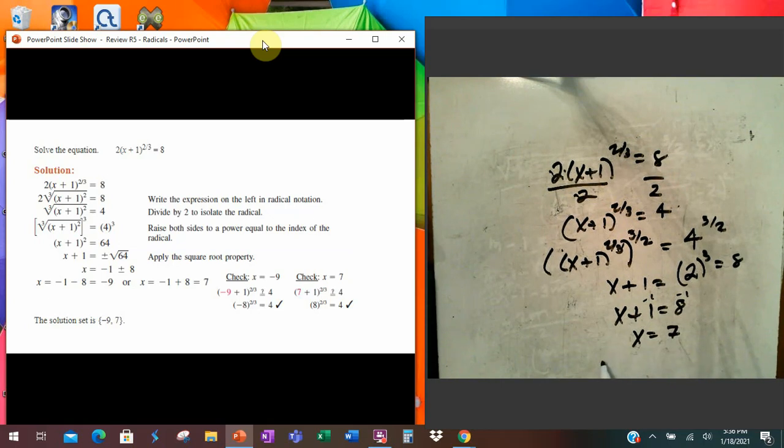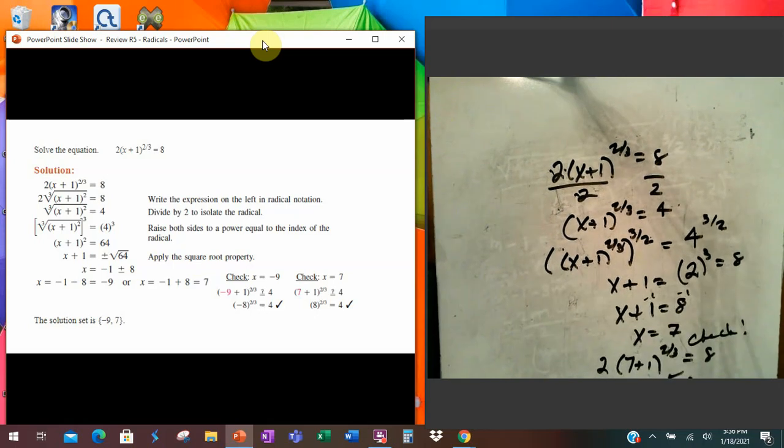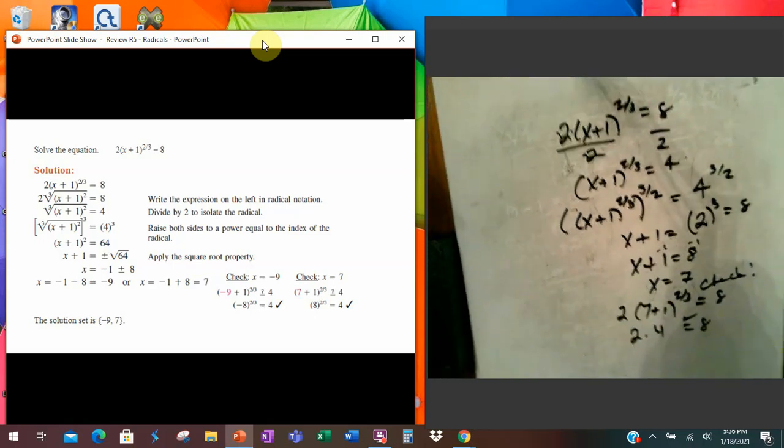And then if I check, does 2 times (7 plus 1) to the 2/3 equal 8? The cube root of 8, that's 2 times 2 times 2, so it's 2, and then I square it, so this is 2 times 4, and that's equal to 8. So this is kind of our quick check.